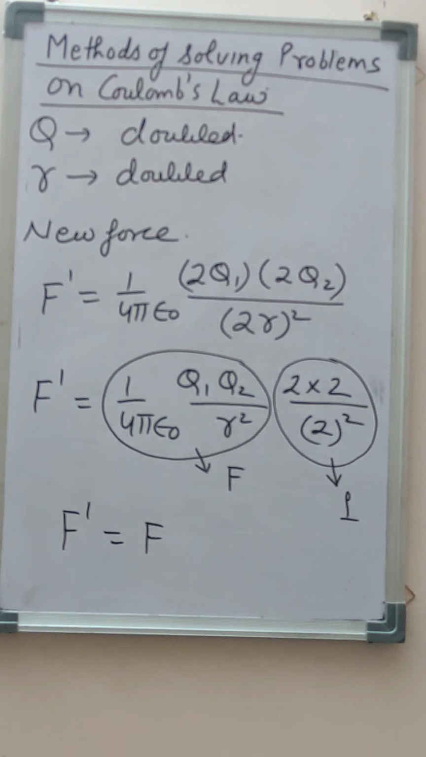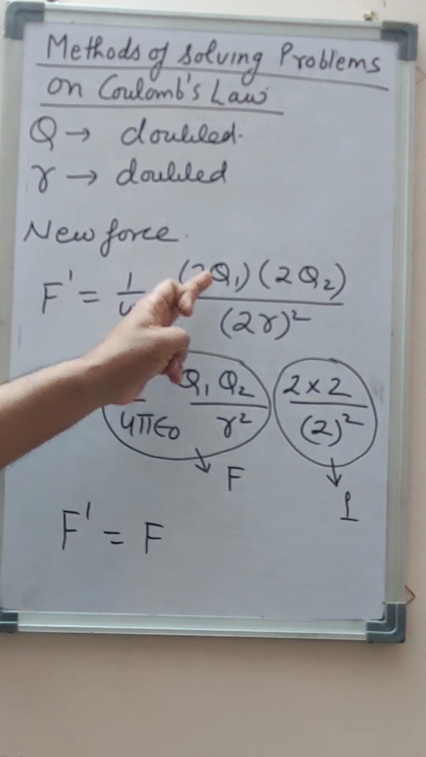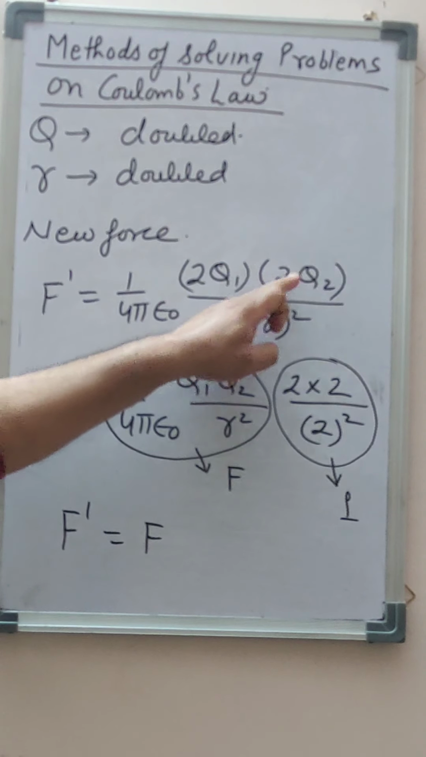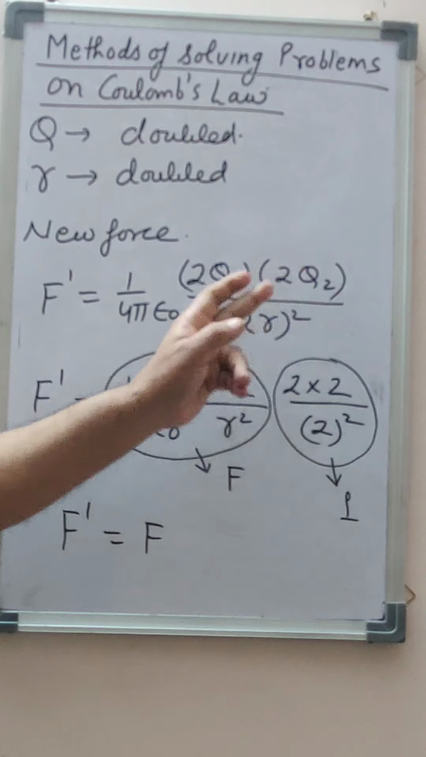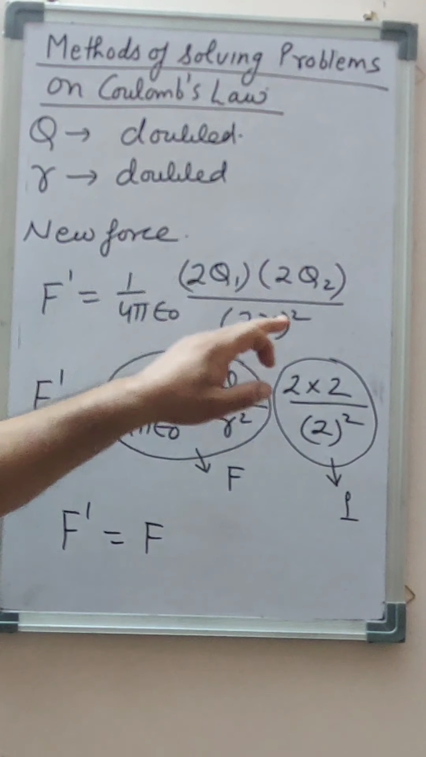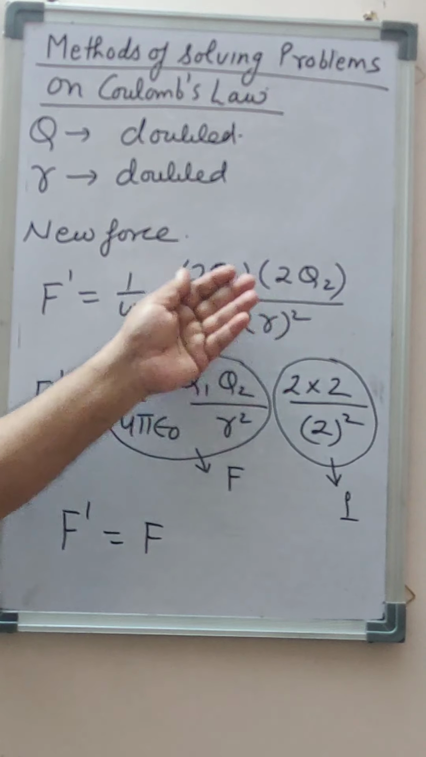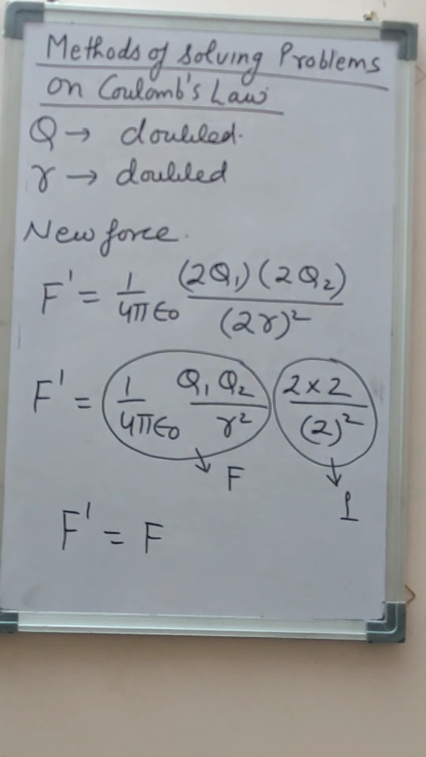Similarly, if the question is that one charge is doubled, you can take 2q1. Other charge is tripled, 3q2. Distance is reduced to half, then r by 2 whole square, and then you will proceed accordingly.